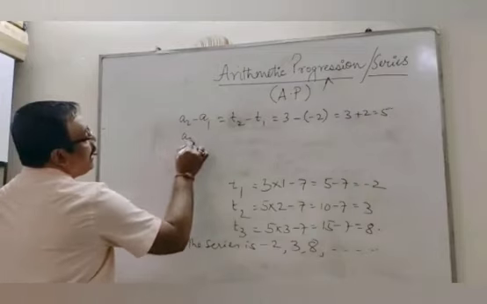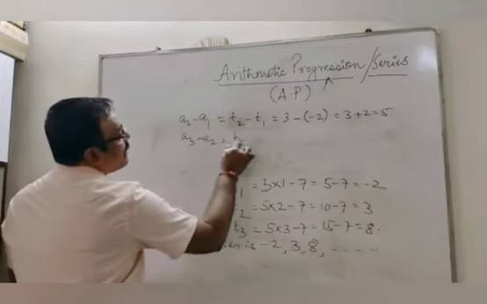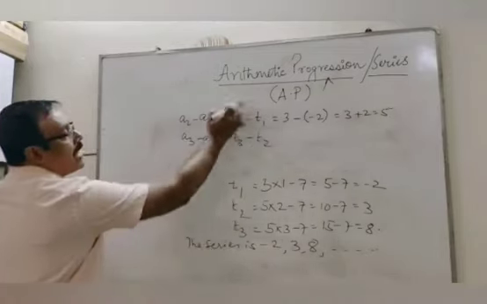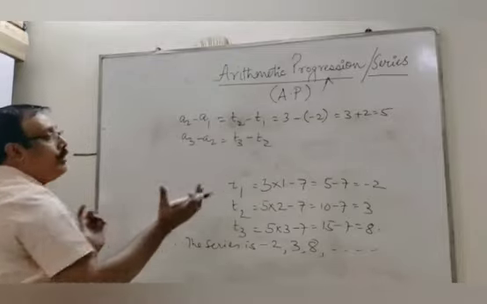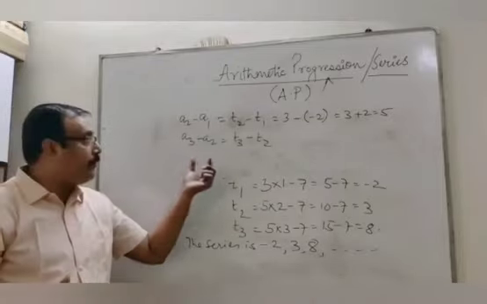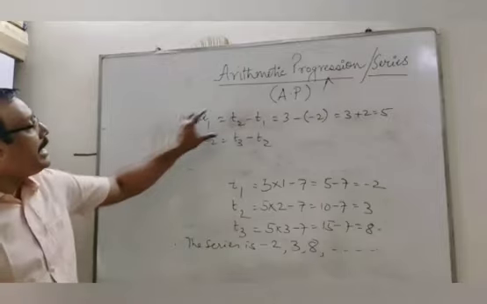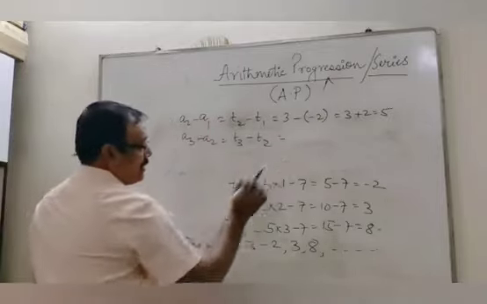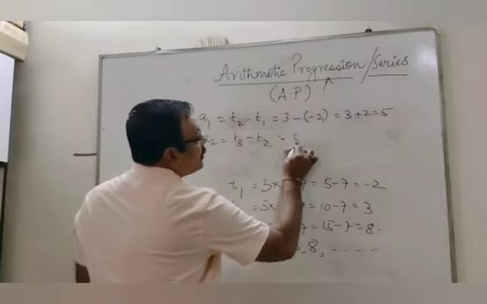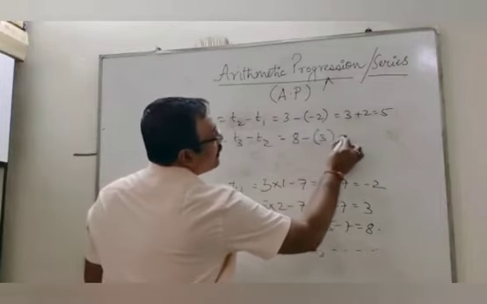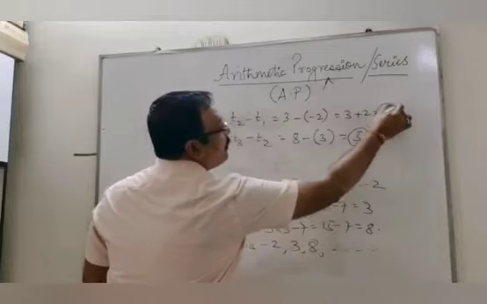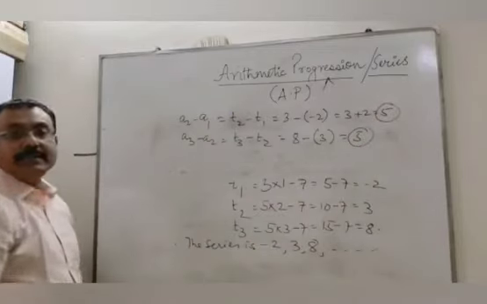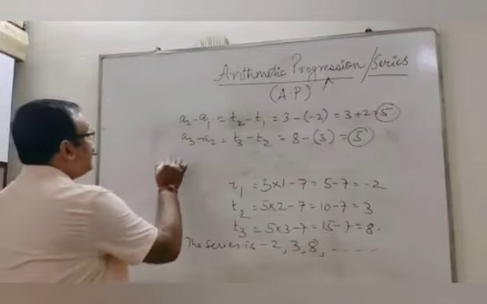I will find out A3 minus A2, that is nothing but my T3 minus T2. See, you need not write both. I am showing you because I don't know in whichever method you will be familiar with later. So I have written both. You will write any one of them, either in terms of A or in terms of T. So T3 minus T2. T3 is my 8. So 8 minus 3, that is 5. See, I am getting the common difference same. So since the common difference is the same, we can say therefore the series is in AP.